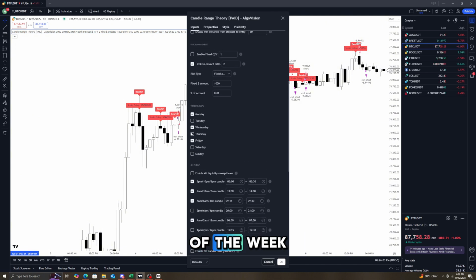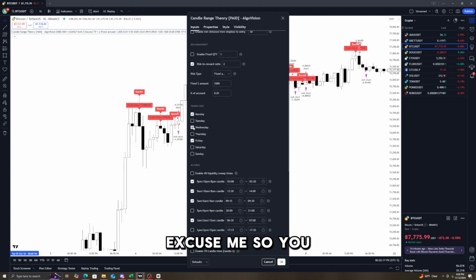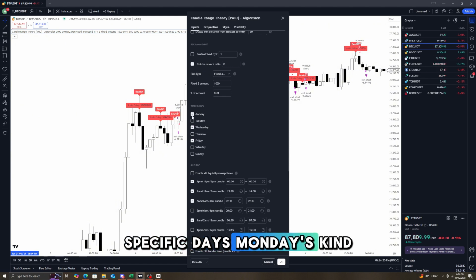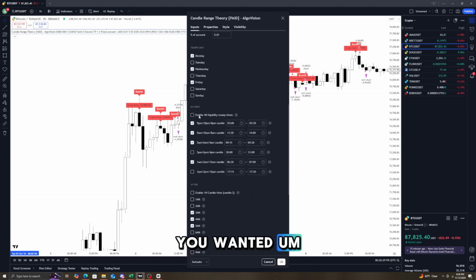This one is pretty simple. You filter out days of the week. For example, low of the week is probable, or high of the week is probable on a bearish week. Low of the week is probable on a bullish week between Sunday to Wednesday, excuse me. So if you have a trading plan that follows something like that, or like a Power 3 concept, you can filter out specific days. Monday's kind of a ranging day, so you could filter that one out if you wanted.